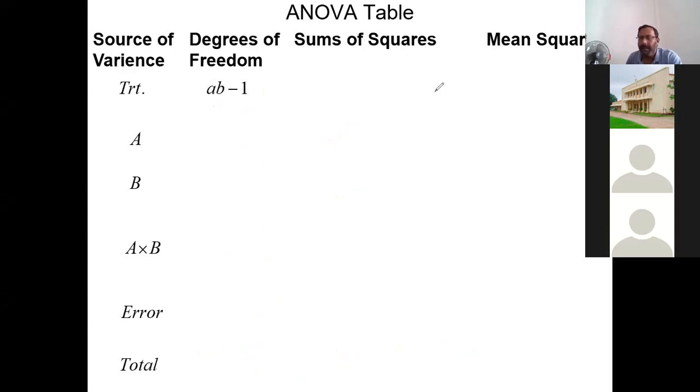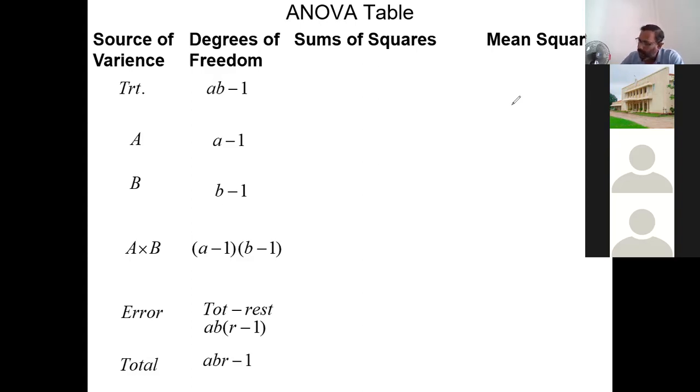I will write down the degrees of freedom. Everybody should understand how these degrees of freedom come about. How many independent levels: A minus 1 for A, B minus 1 for B, and for the interaction AB, that is A minus 1 into B minus 1. Total minus the rest will be the degrees of freedom for error. So you will end up with this.